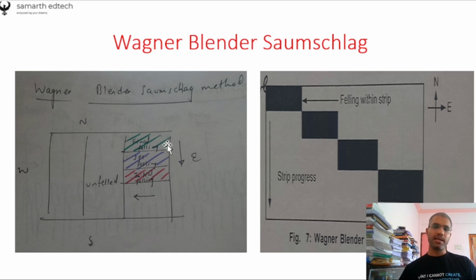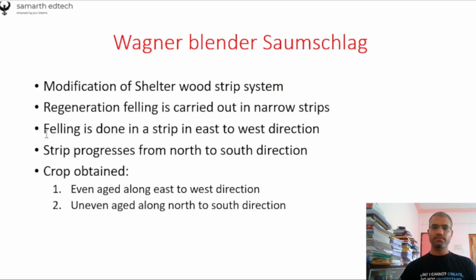Felling, how is it happening? From east to west. Okay, the felling will happen from east to west, but the strip progresses from north to south. This particular thing shows the same concept. That is, the strip is progressing from north to south, but the felling within the strip will progress from east to west direction. So it is a modification of your shelter wood strip system.